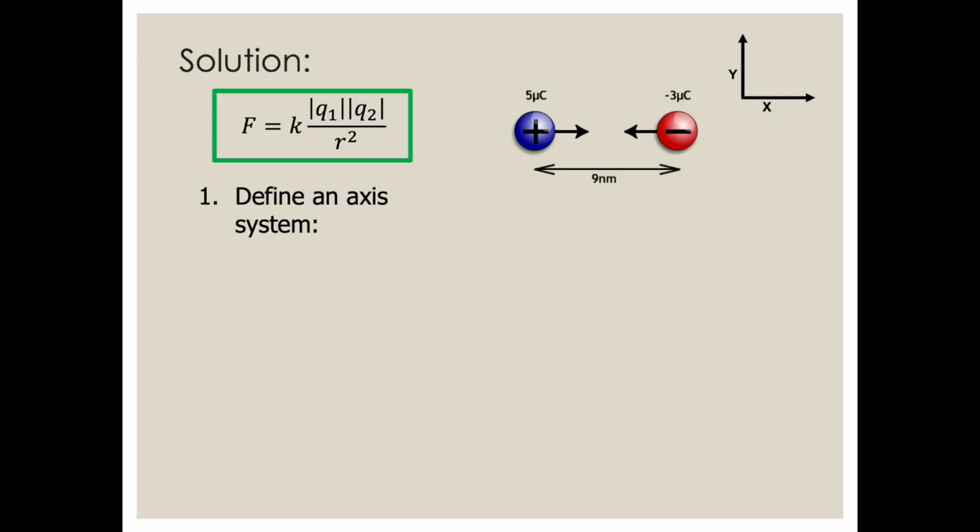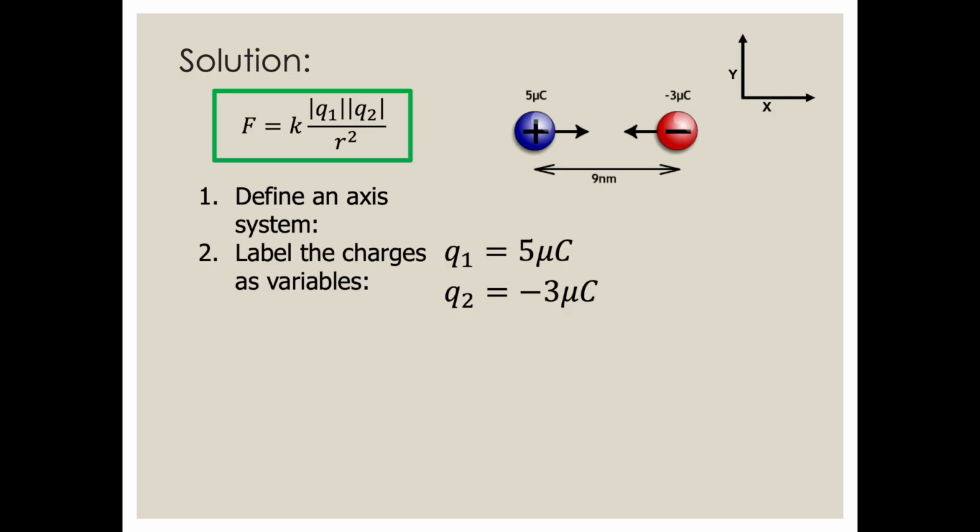Step 1 is to define an axis system. So in the top right hand corner I'm showing the XY axis that I've chosen. In this case, the forces are going to lie solely along the x-axis, and they can be positive or negative.